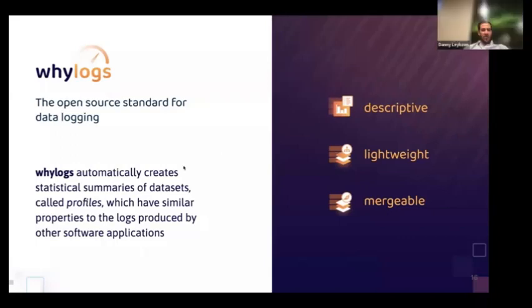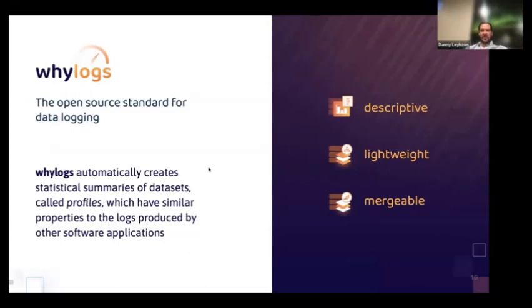Okay. So the key insight for this slide is that there's this open source library WhyLogs, which allows you to create statistical summaries of data sets, which are called WhyLogs profiles or data profiles. And these profiles have similar properties to logs produced by other software applications. They're statistical summaries of data, which means that they allow us to keep track of the historical state of the machine learning system in order to be able to describe and understand and detect any kind of changes in the system. WhyLogs have a couple of really cool, useful properties.